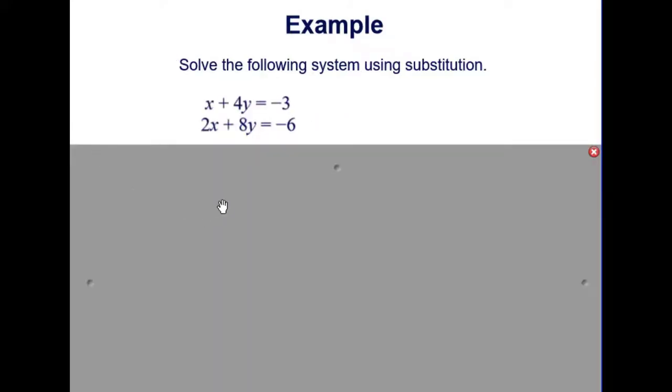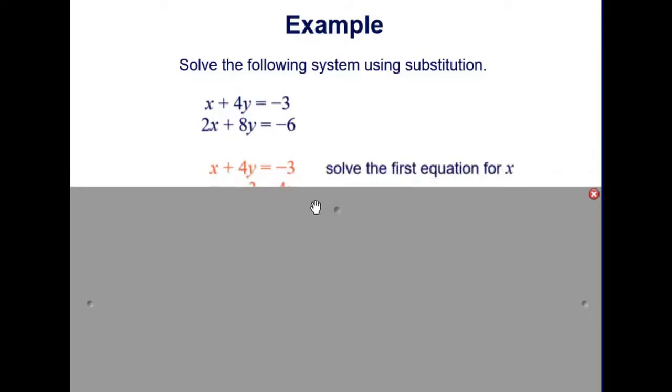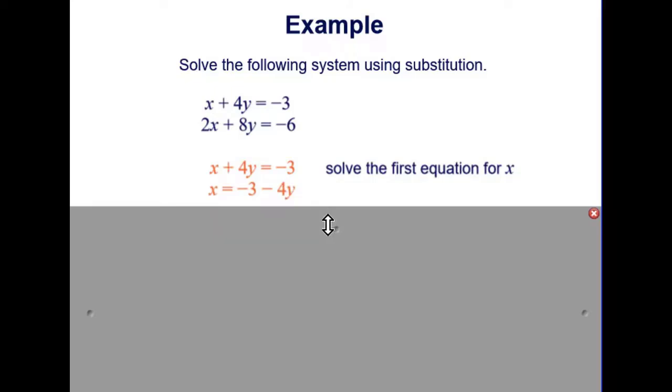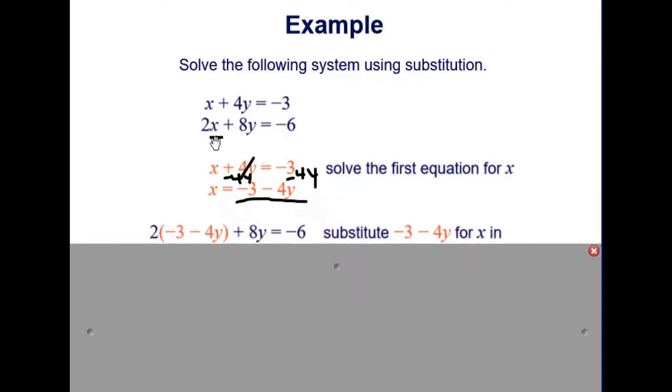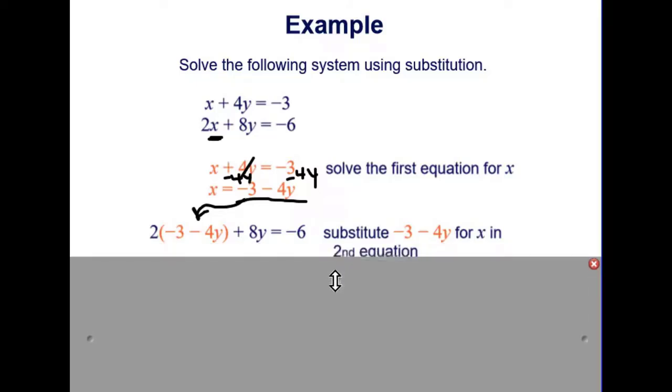Let's look at this example now and see what happens. Again, we're going to solve the following system trying to use substitution. So x plus 4y equals negative 3 and 2x plus 8y equals negative 6. Now looking at this, solving the first equation for x would be the easiest, fastest way to get a variable by itself. So we'll subtract 4y from both sides and get x equals negative 3 minus 4y. We'll substitute that in for x in the second equation, making it 2 times the quantity negative 3 minus 4y, plus 8y equals negative 6.